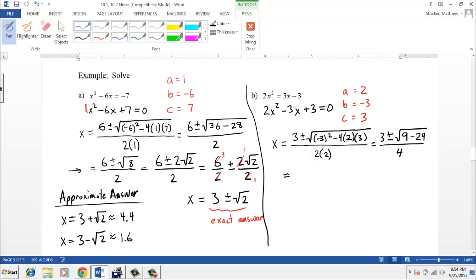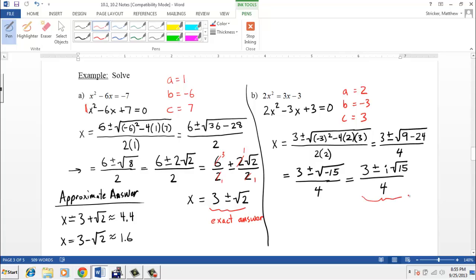And simplifying further, we have 3 plus or minus the square root of negative 15 over 4. And this presents something that we've talked about as well, because when we have the square root of a negative, we know we can pull an i out. So this is 3 plus or minus i times the square root of 15 all over 4.